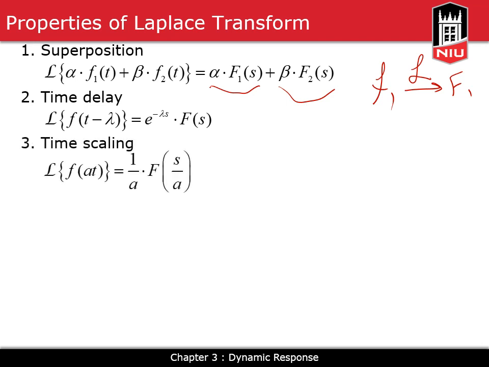Next one is time scaling. Again, if the Laplace transform of f of t is F of s, then the Laplace transform of f of a t, where a is a constant, will be 1 over a times F of s over a. F of s over a is nothing but F of s when you replace s by s over a.